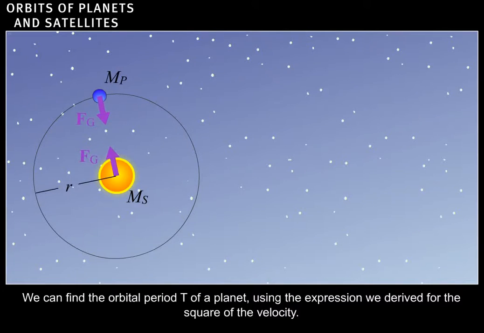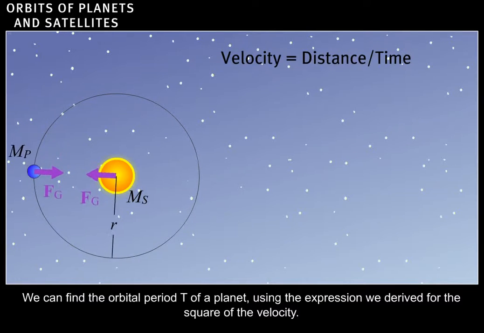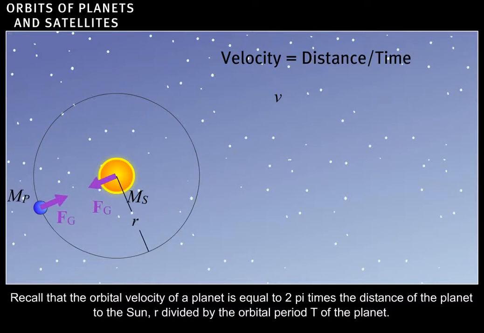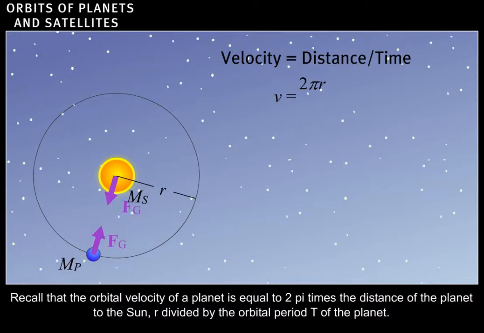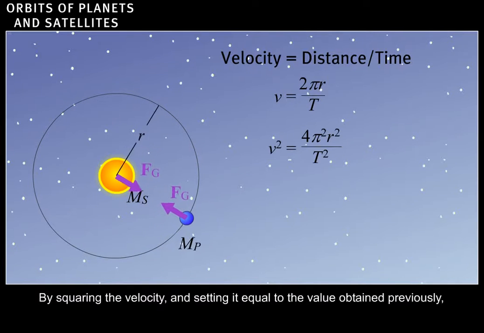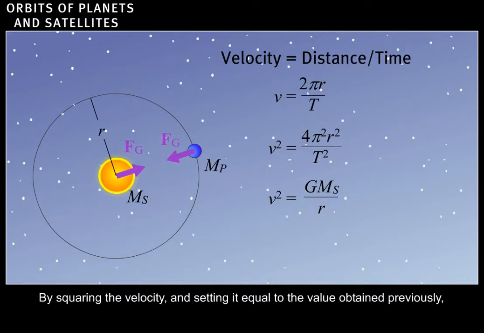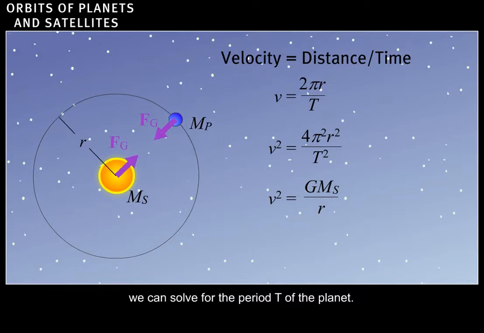We can find the orbital period T of a planet using the expression we derived for the square of the velocity. Recall that the orbital velocity of a planet is equal to 2 pi times the distance of the planet to the Sun r divided by the orbital period T of the planet. By squaring the velocity and setting it equal to the value obtained previously, we can solve for the period T of the planet.